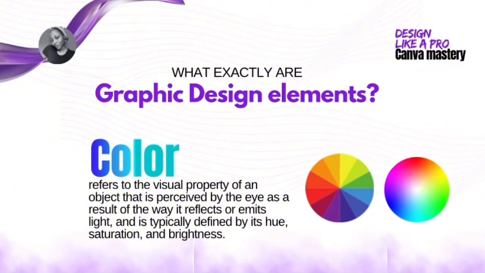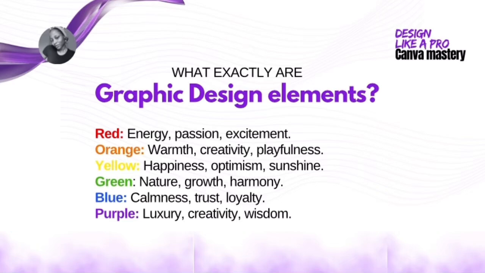Now we have different types of color. These colors have different meanings, the things they symbolize. I think this will guide you on how to actually use them. The first one we have here is red. Red simply symbolizes energy, passion, excitement, and orange symbolizes warmth, creativity, playfulness.